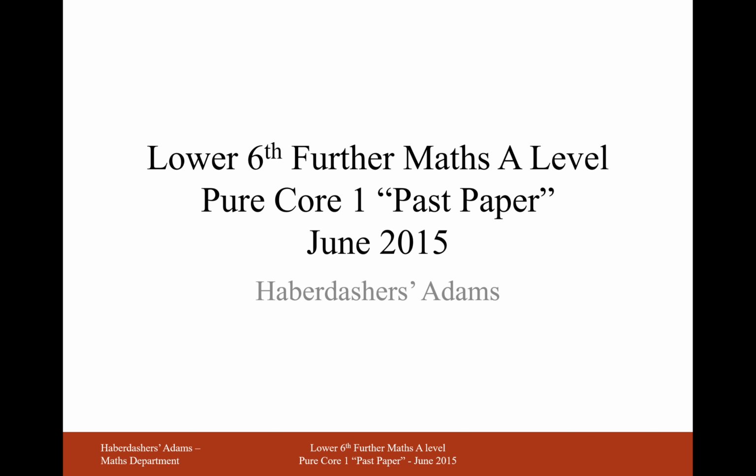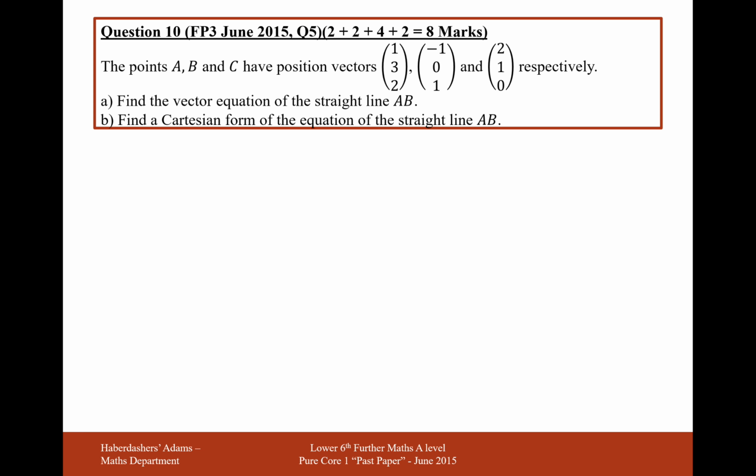This is the practice paper with questions from June 2015, and here we have a vectors question. So we have points A, B and C at these vectors here. They're effectively coordinates written in the column style. Find the vector equation of the line from A to B. Okay, nice, straightforward, easy one.